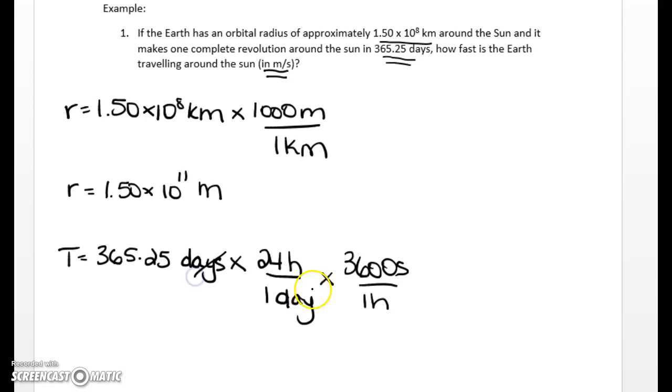So here we're canceling out our units of days, canceling out units of hours, so we're only left with seconds here. So essentially to get our period into seconds, we're going to take 365.25, times it by 24, times it by 3600. And when you plug that into your calculator, or if you are very good with mental math, you will get 31,557,600 seconds.